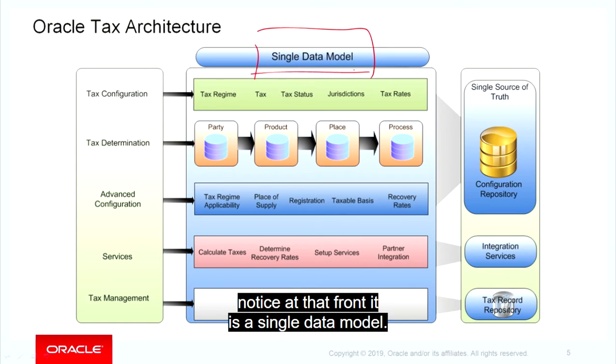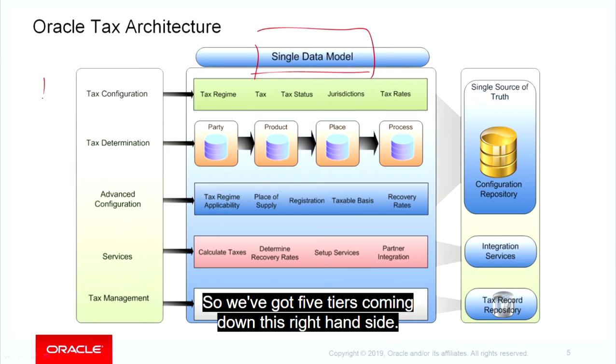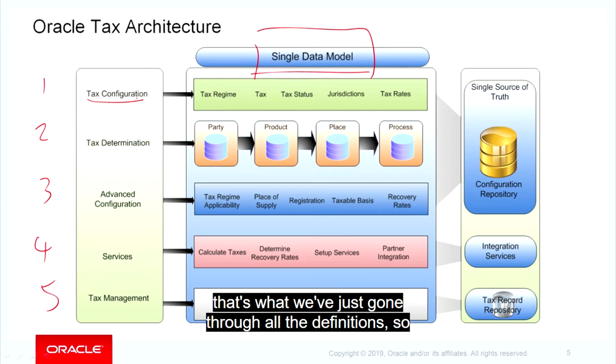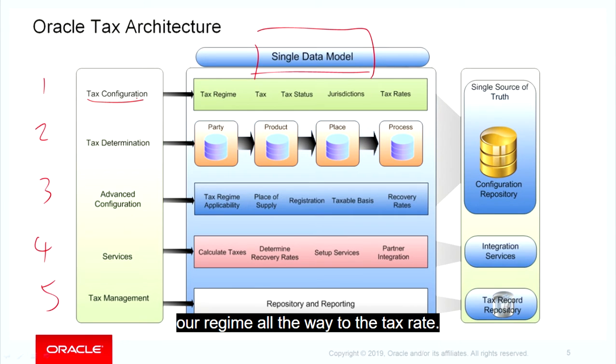notice at the front it is a single data model, and you've got 5 tiers. So we've got 5 tiers coming down this right hand side. If we start with our initial configuration, the tax configuration, that's what we've just gone through, all the definitions. So our regime all the way to the tax rate.